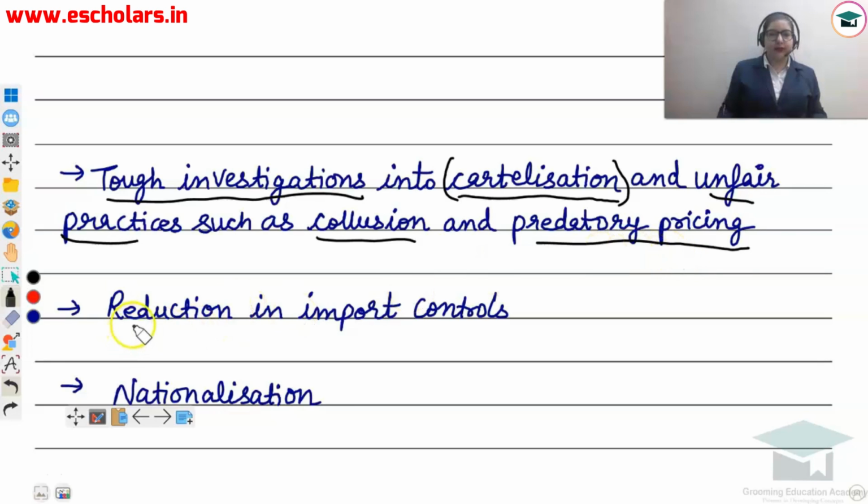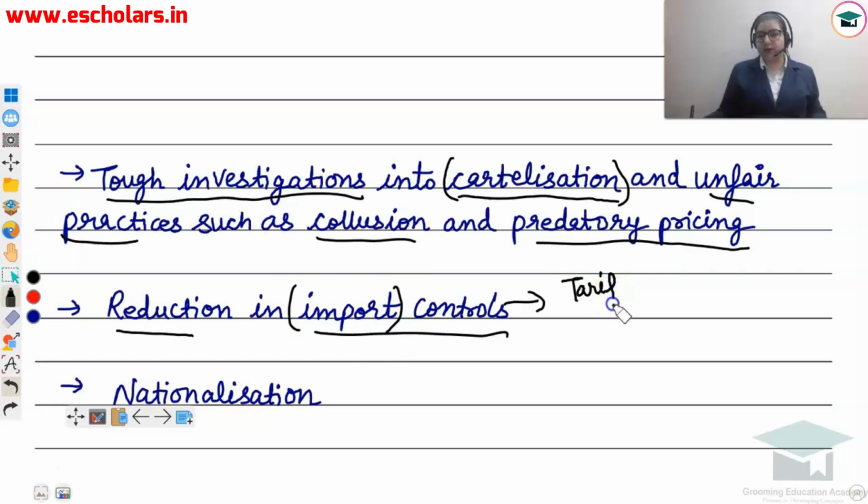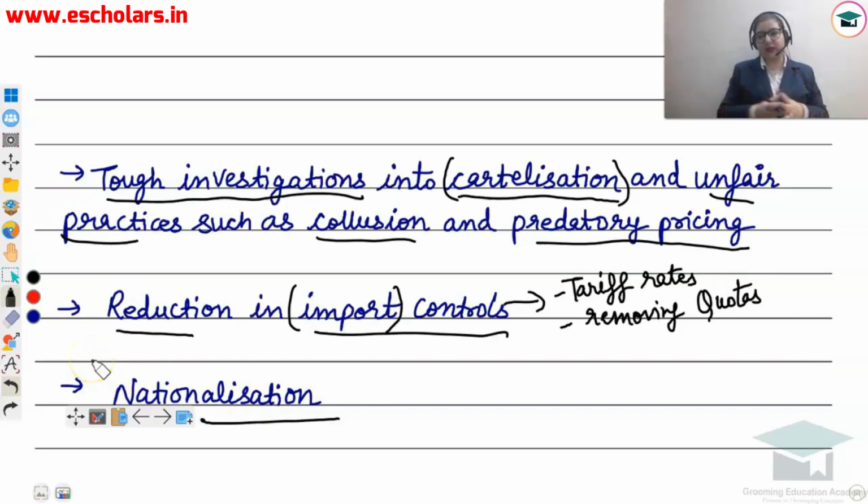Okay. Next, reduction in import controls. Here the government takes steps in order to enhance the imports also. The government basically reduces the restrictions on the import of goods and services by reducing the tariff rates and removing the quotas. Okay. Next, nationalization. Now, what is nationalization? The government takes control over private assets so that social welfare can be increased and anti-competitive practices can be avoided in the market.